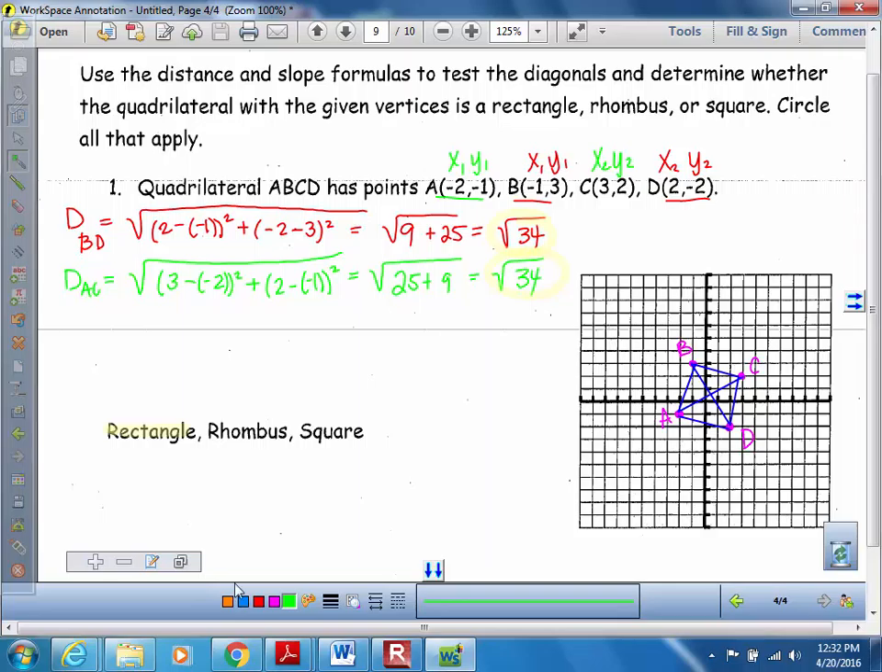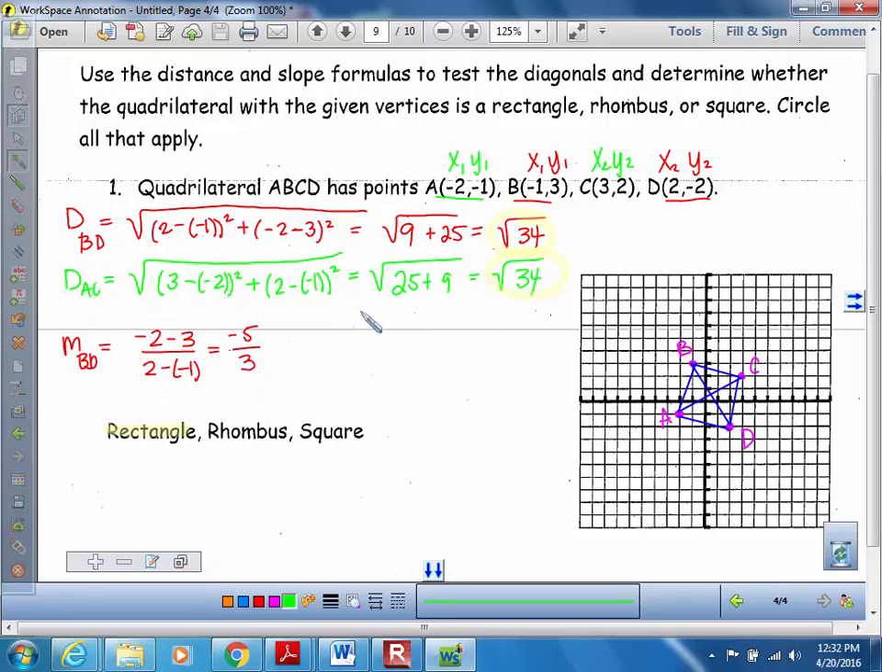Now, I need to find the slopes of both of those. So the slope of BD, they're already labeled for me, so that would be negative 2 minus 3 over 2 minus a negative 1. So negative 2 minus 3, that is a negative 5 over 2 minus a negative 1 is a positive 3.